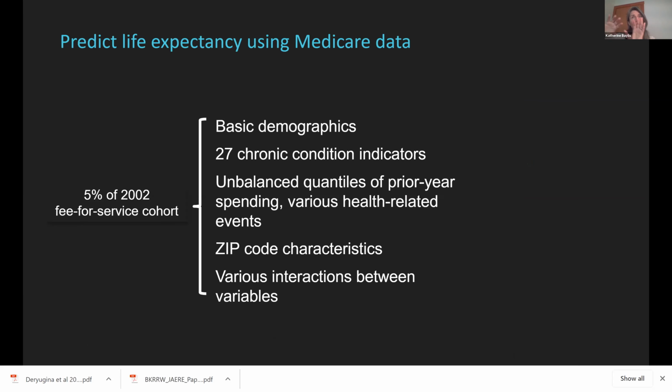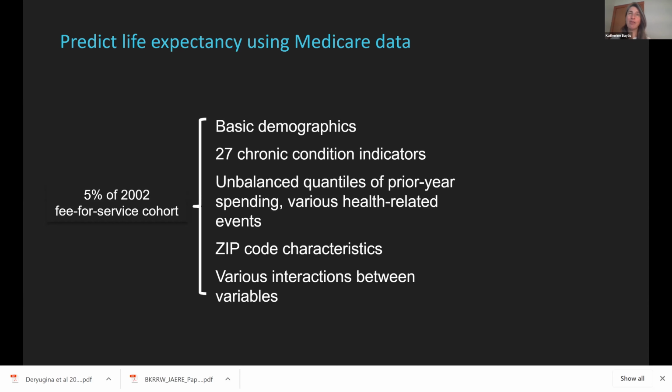Then, so that gives them their treatment essentially. And then they're going to try and overlay that against a prediction of life expectancy. And here, part of this is just that they've got this wealth of data from this Medicare data set, which includes a whole bunch of demographics, but also chronic condition indicators, various health-related events, characteristics at the zip code level, the pile of interactions.